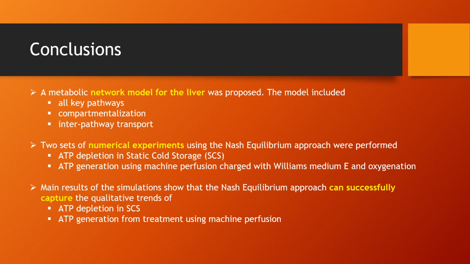The main conclusions of this work are shown on this slide and are as follows. 1. We proposed a metabolic network model for the liver, which included all key pathways in any cell, compartmentalization, and interpathway transport. 2. We performed 2 sets of numerical experiments using the Nash equilibrium framework. The first set of experiments was concerned with ATP depletion in static cold storage. The second set of numerical experiments was concerned with ATP generation during machine perfusion.